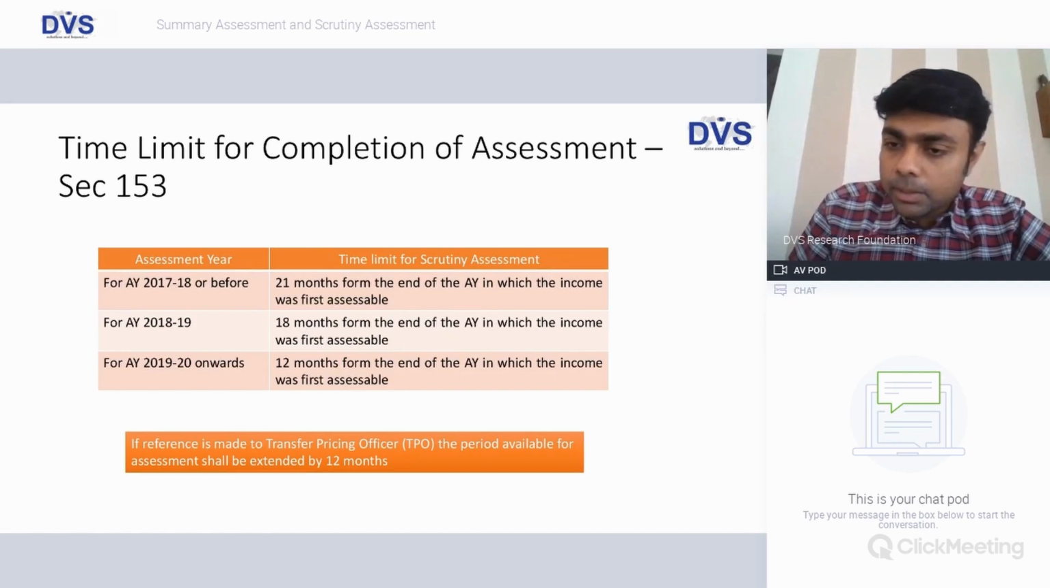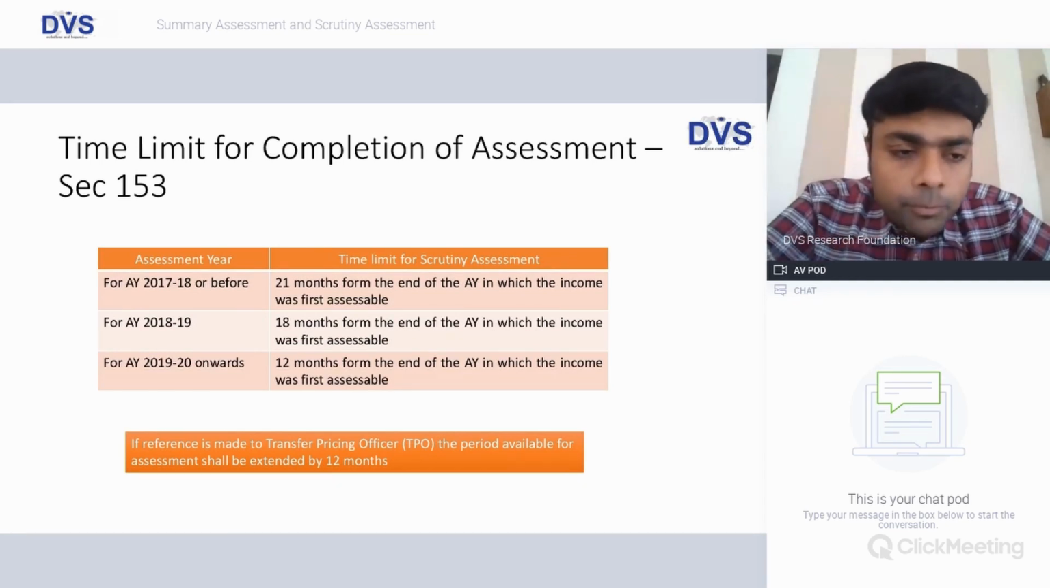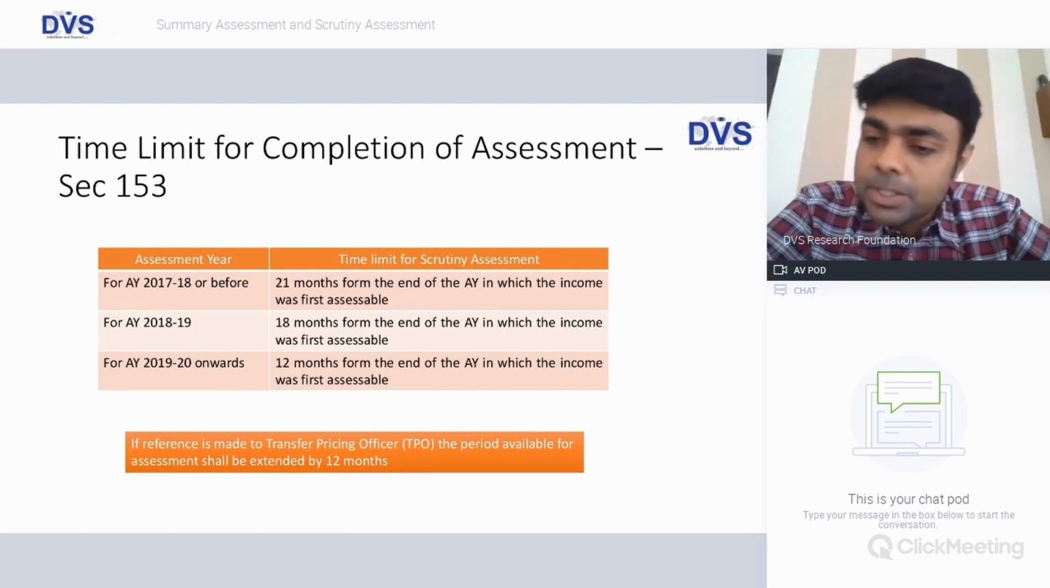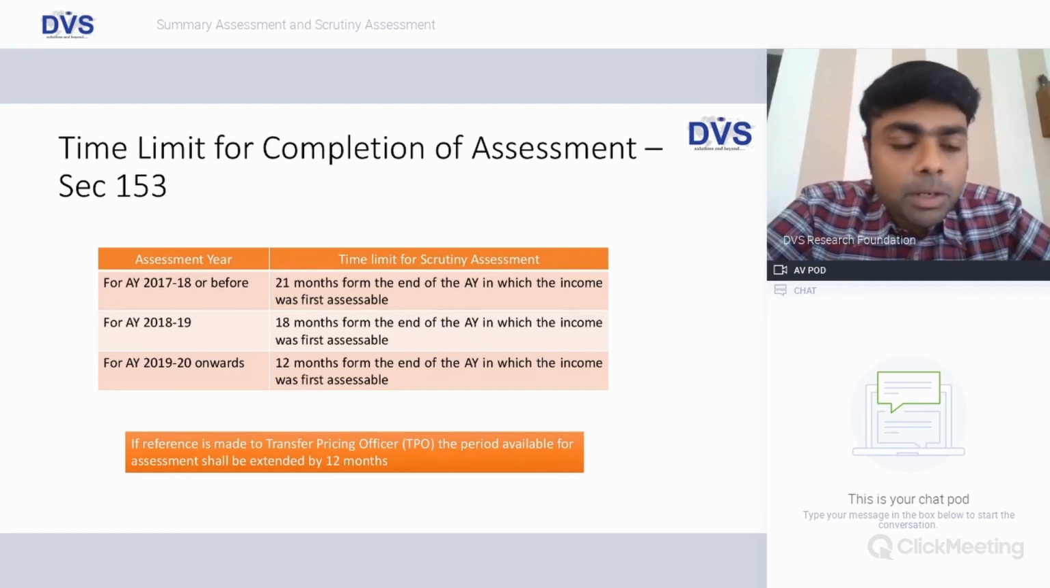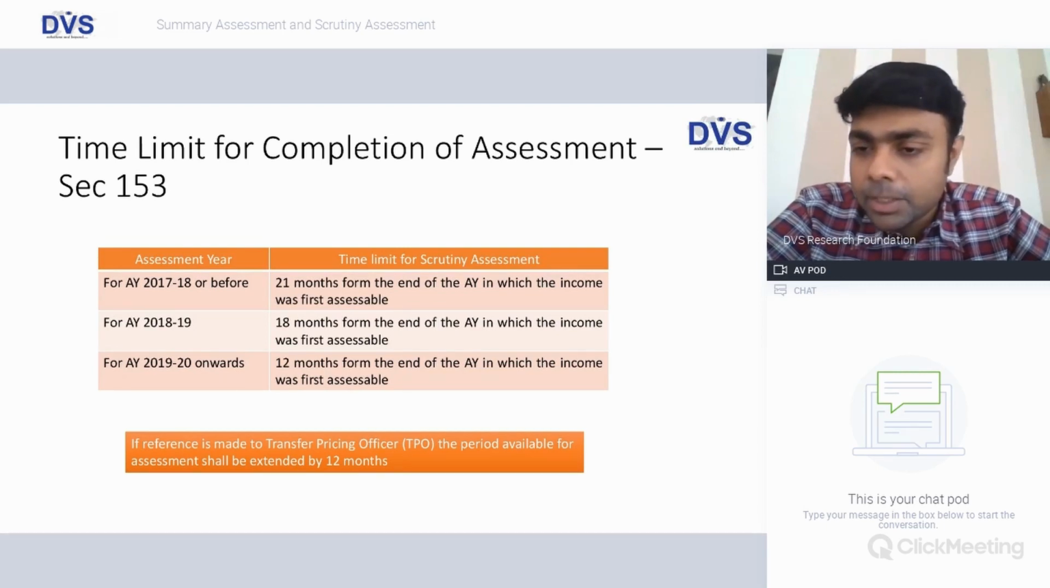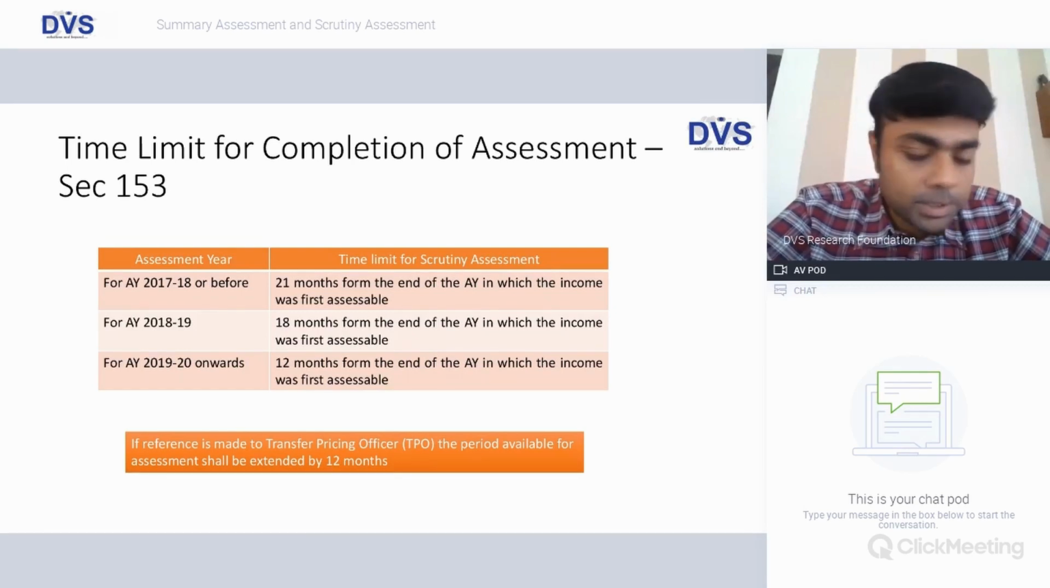And when we look at it, from assessment year 19-20 onwards, it is 12 months from the end of the assessment year in which the income was first assessable. So let's say for assessment year 19-20, before March 21, the assessment has to be completed. If the reference is made to a transfer pricing officer, where the case involves transfer pricing, then the time limit gets extended by another 12 months, which effectively means 24 months from the end of the assessment year for TP cases, or 3 years from the end of the financial year for TP cases. Every other case, it is 2 years from the end of the financial year.